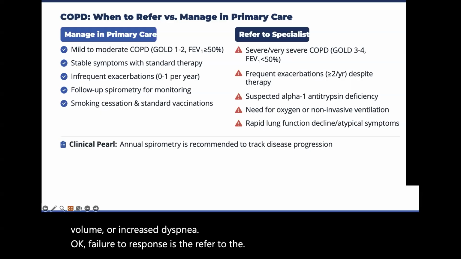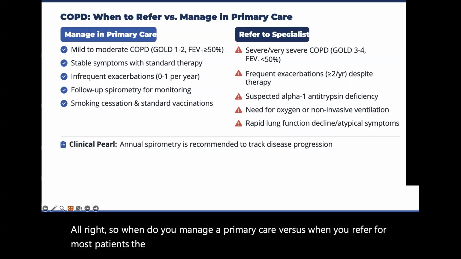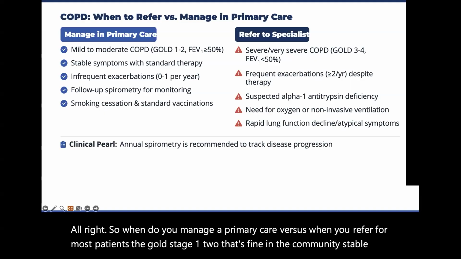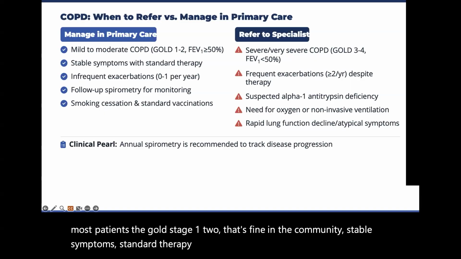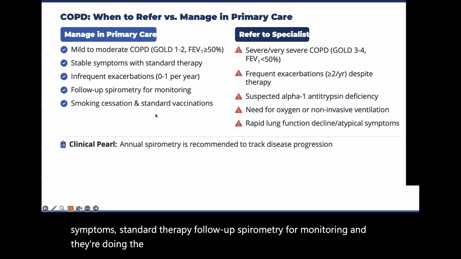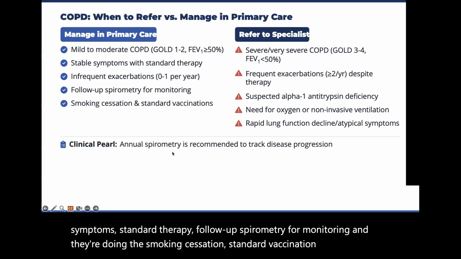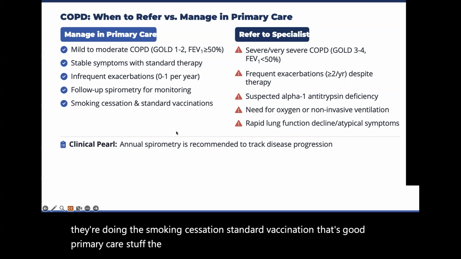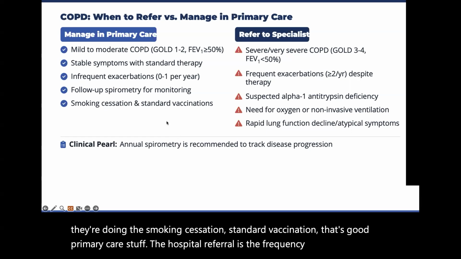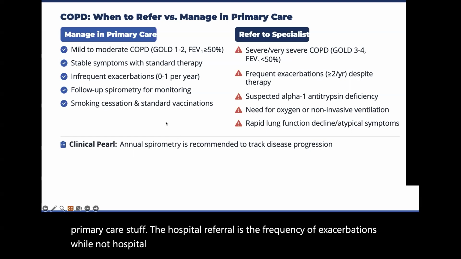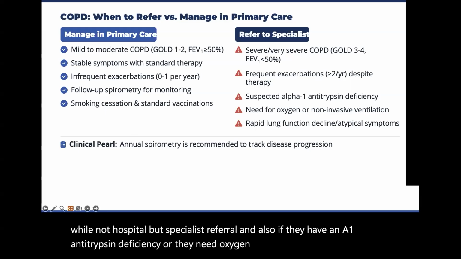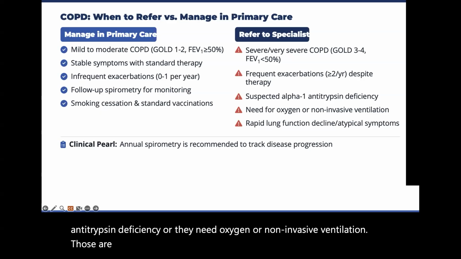All right, so when do you manage in primary care versus when do you refer? For most patients, GOLD stage 1, 2, that's fine in the community. Stable symptoms, standard therapy, follow-up spirometry for monitoring, and they're doing smoking cessation and standard vaccinations. That's good primary care stuff. The referral is for frequency of exacerbations, well, not hospital, but specialist referral. And also if they have an alpha-1 antitrypsin deficiency, or they need oxygen or non-invasive ventilation, those are the ones that get referred.